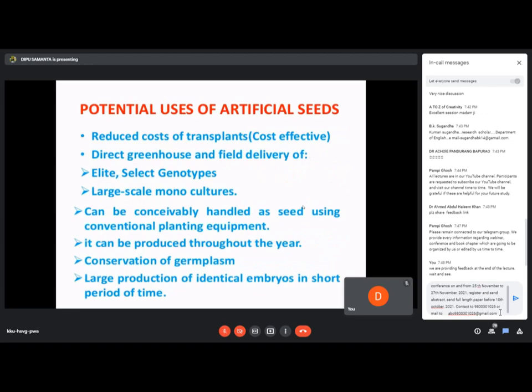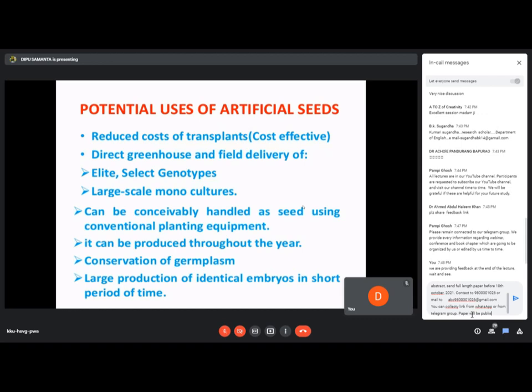Now coming to the potential uses for artificial seed. It reduces the cost, allows direct greenhouse and field delivery of elite and select genotypes, and large scale production of monoculture. It can be handled as seeds using conventional planting equipment. It can be produced throughout the year. Conservation of germplasm is very important because we can store the artificial seed for a longer time. Large scale production of identical embryos within a short time.